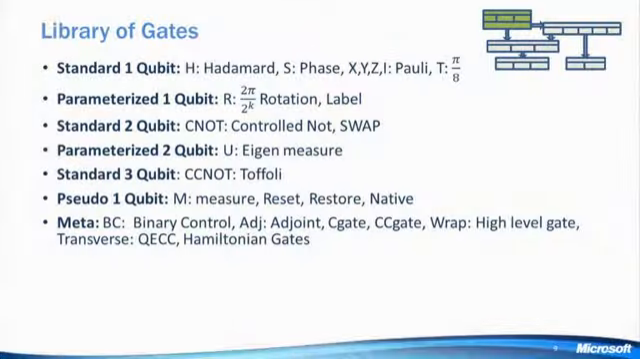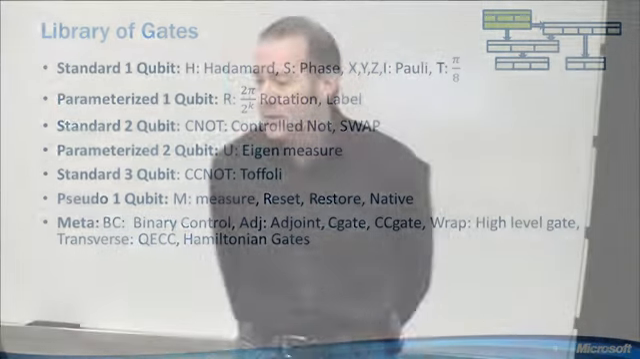There are a lot of built-in gates. This is just a small list to give an example of what they look like. Standard gates that we've all seen, parameterized gates. We go down to pseudo gates that get more interesting, that are non-unitary, that let you bring qubits back to life once you've measured them.